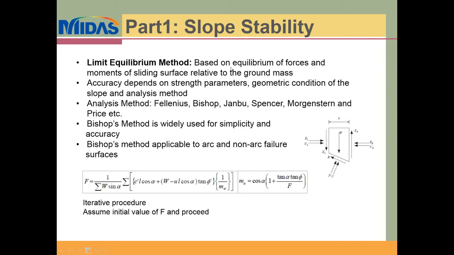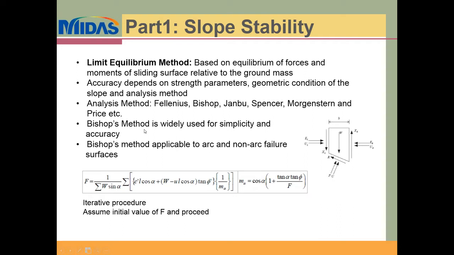The limit equilibrium method is based on the equilibrium of forces and moments in the slices, and the accuracy of the results from the limit equilibrium analysis depends on what parameters are used for the ground material, the geometry of the slope, and the analysis method chosen. In the literature, different analysis methods have been proposed based on how they solve the indeterminate problems for the slope stability.